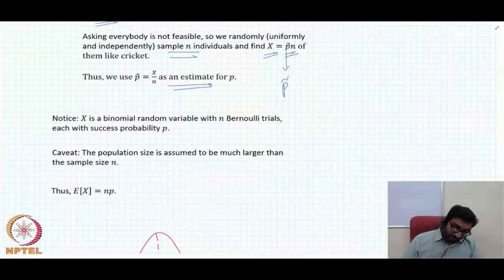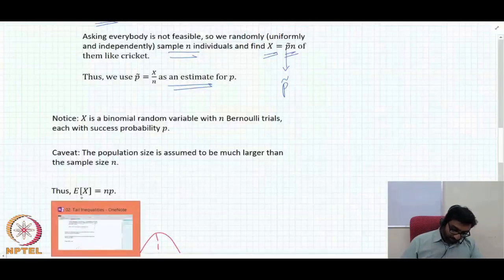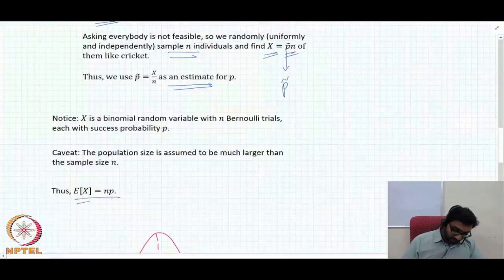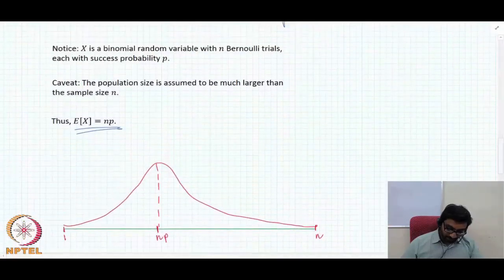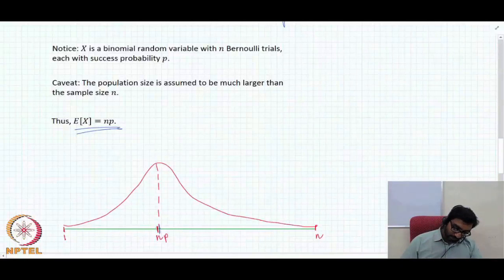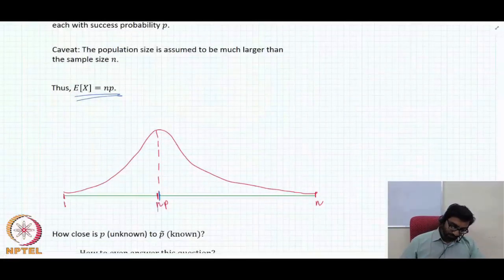As a result, the expected value of x, E of x, is going to be n times p. And if you want to draw the distribution for x, it's going to be looking something like that. So its mean is going to be n times p, and the distribution is going to peak at n times p, and it's going to have this sort of a shape.